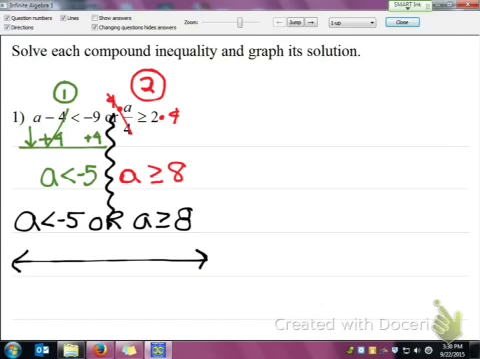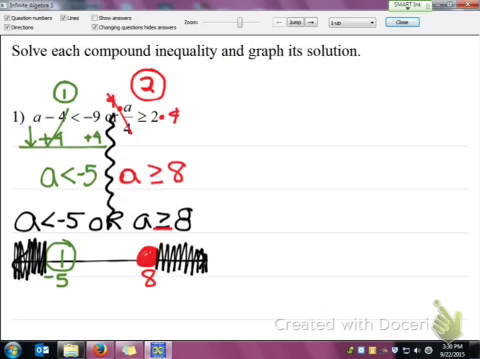Alright, so smaller number goes on the left, that is negative 5, it gets an open circle. Okay, bigger number goes on the right, that is 8, and it is our equal to here, so we're going to do a closed circle. Okay, and then if we go back and do our shading, it says less than negative 5, so that's shading to the left. And then it says greater than 8, so that's going to shade to the right. Okay, and remember, when they're or problems, we always want to have them shading opposite directions. It's one or the other.